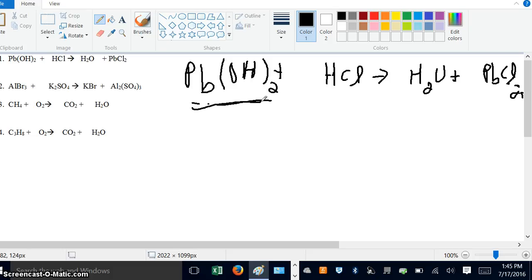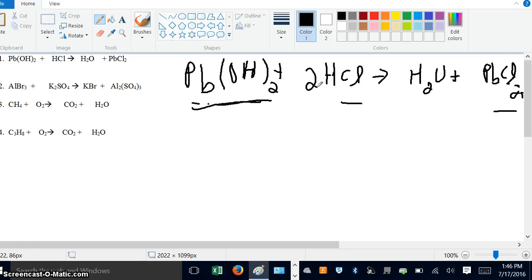We'll hold off on the oxygen and the hydrogen because what we're going to do is look at the chlorine. So the chlorine, there's one of them on this side, there's two of them on this side, so we're going to need a 2 right there as our coefficient. So now let's see what that does for us. So the chlorine is balanced, of course. The lead is still balanced.